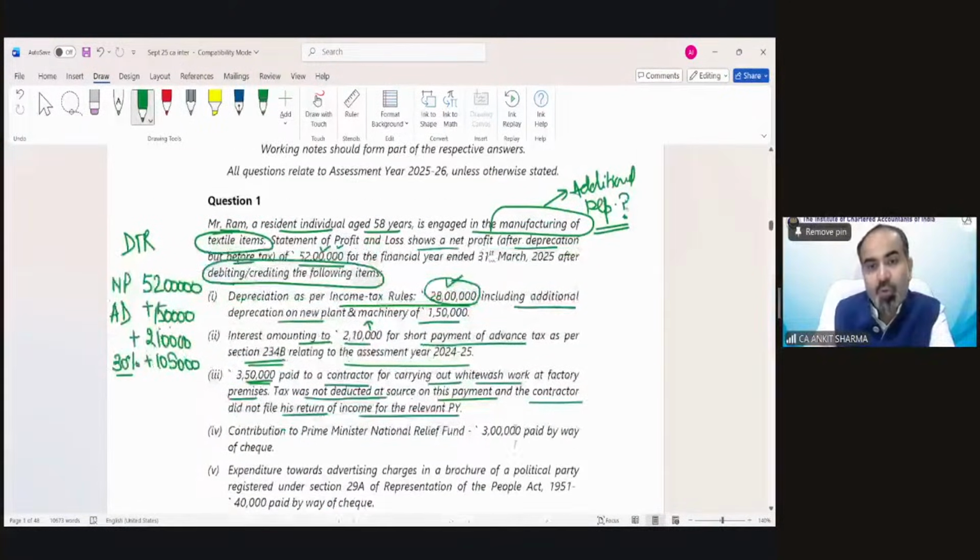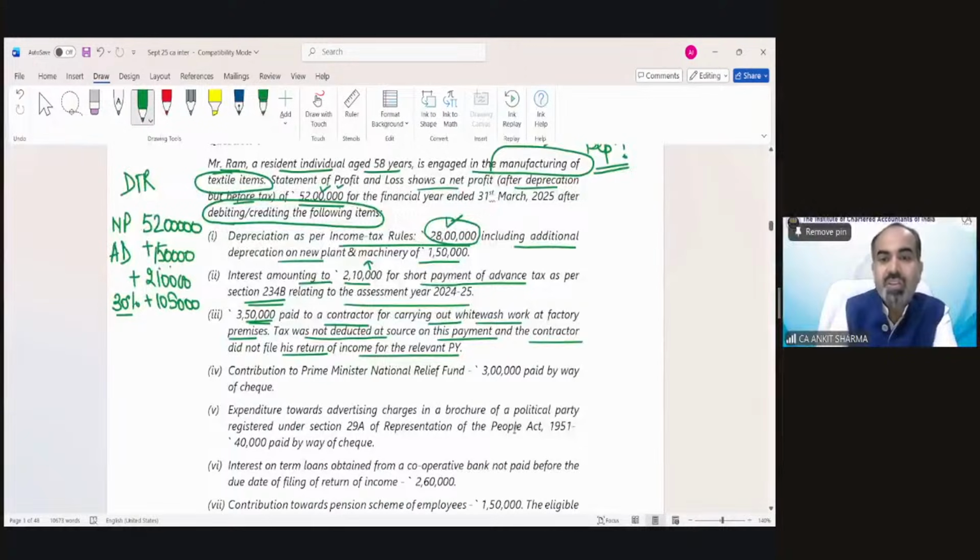Next is contribution to Prime Minister National Relief Fund, 3 lakh rupees by way of cheque. For this, you can claim deduction under section 80G, contribution to Prime Minister National Relief Fund. You cannot claim this under PGBP expenditure, but you have claimed it. So again, what do we need to do? We have to add it back.